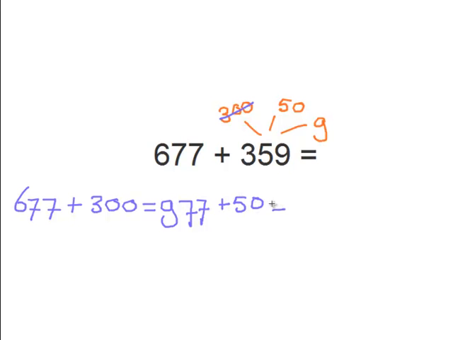Okay, now we can cross the 300 off and we go on to the 50. So let's add a 50 to that. What does that equal? Yes, 1,027. And now we just have the 9 to add to it. So that equals 1,036.